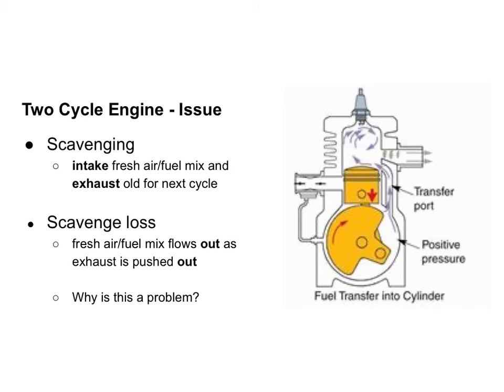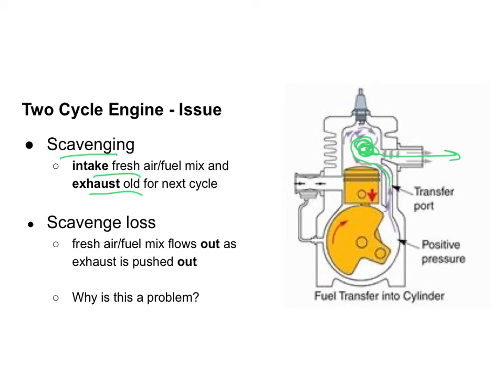One of the issues that needs to be discussed for two-stroke and four-stroke engines is the idea of scavenging. Scavenging is when the engine intakes a fresh air fuel mixture while at the same time the old burnt air fuel mixture is exhausted. If you look at the diagram of the two-stroke engine, you can see that as a fresh air fuel mixture comes into the combustion chamber, there is a chance that some of that fresh air fuel mixture can go out the exhaust port.